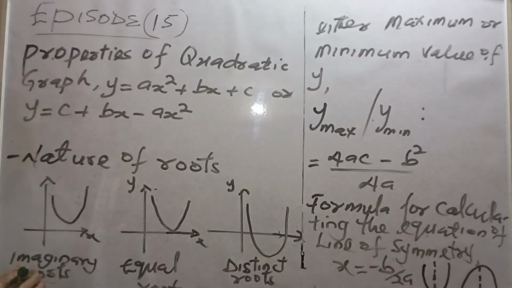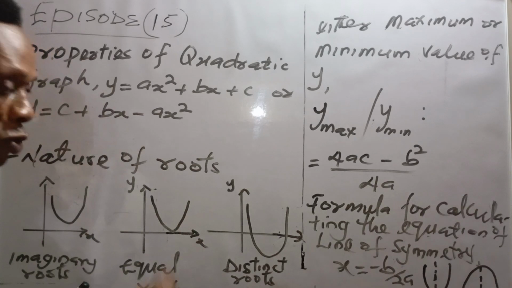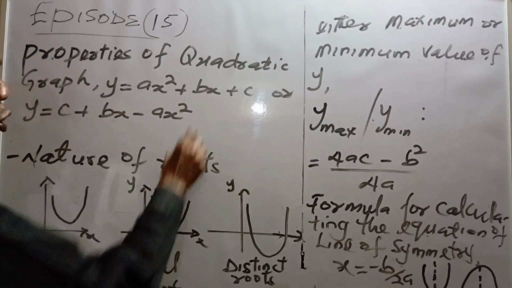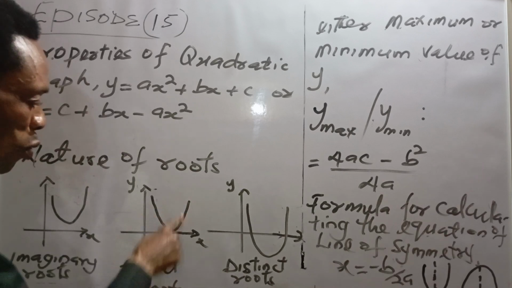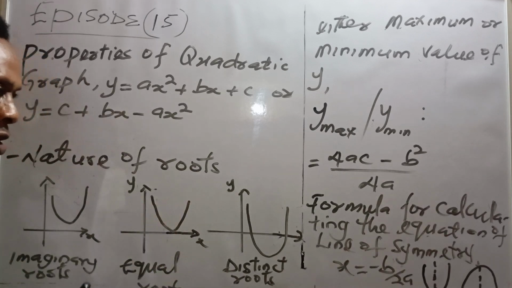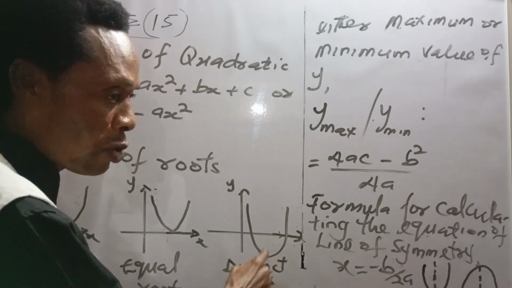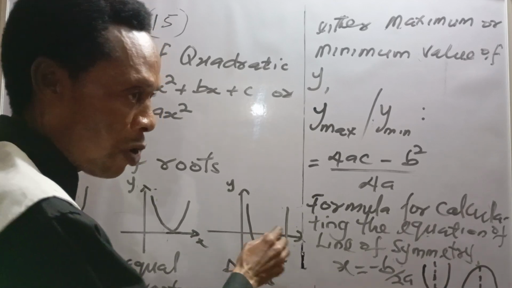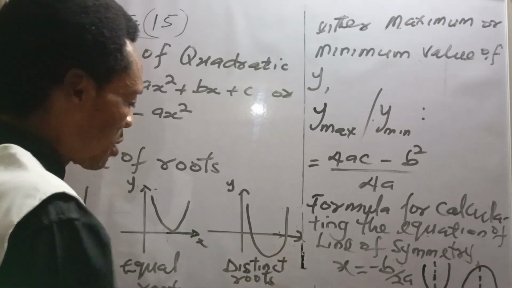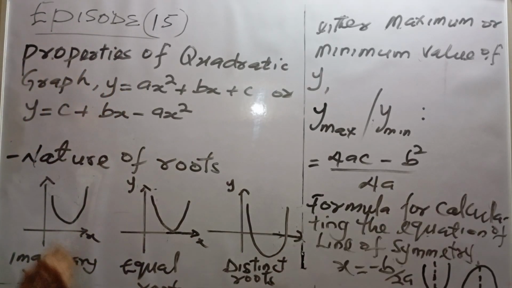So these are the natures of roots that we may consider. The first one, we have the imaginary root where the curve does not touch the x-axis. Then the second one is equal root, where the two roots are the same. It could be 5, 5, or 2, 2. That's equal root. You understand? Here is where we have different roots, distinct roots. Distinct roots could be 2, 4, or 2, 3, or 1, 2. So they are not the same. Here they are the same root. Here the root does not exist, because the curve does not touch the x-axis.